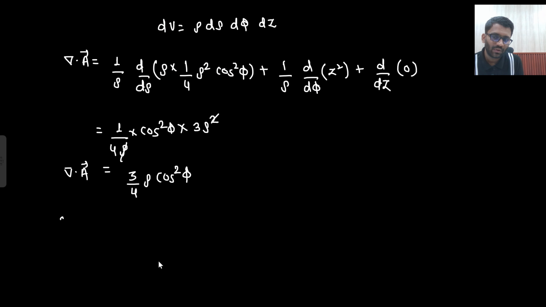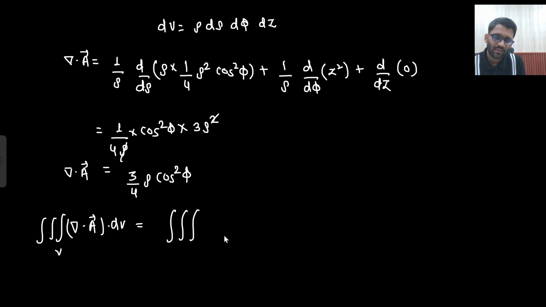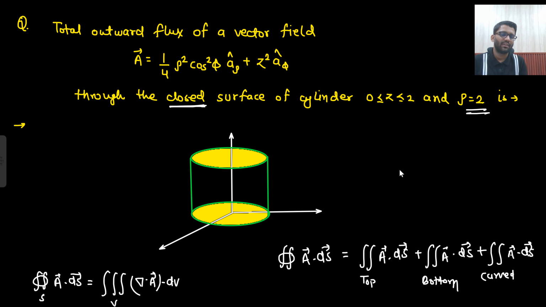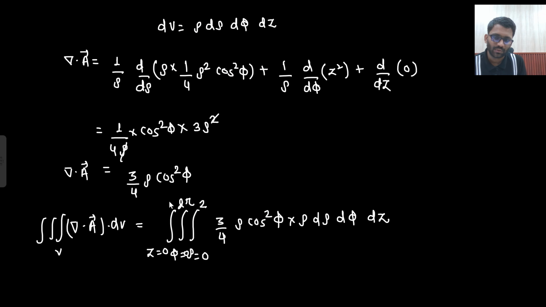Now what you are going to do? You need to find the integral of del dot A dV for the volume. You can show 3 integrations here as well. So del dot A, that is 3 by 4 rho cos square phi, and dV is rho d rho d phi dz, and rho is going from 0 to 2. Phi is going from 0 to 2 pi. Phi has the complete limit. If phi is not even mentioned, that means phi is from 0 to 2 pi, and z is 0 to 2.